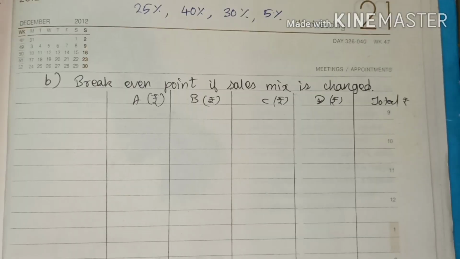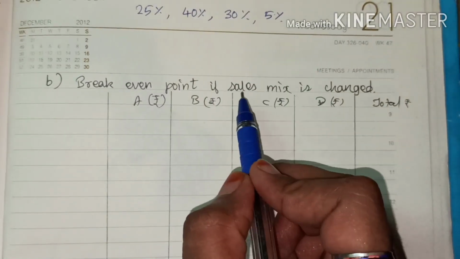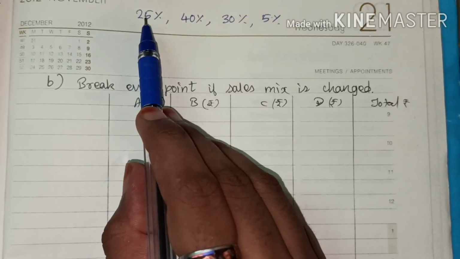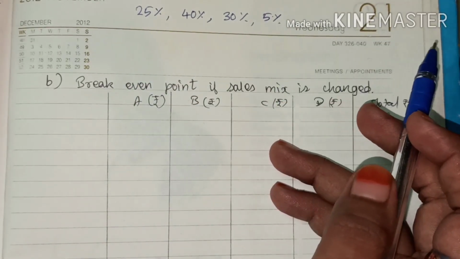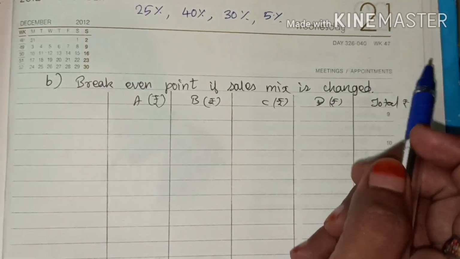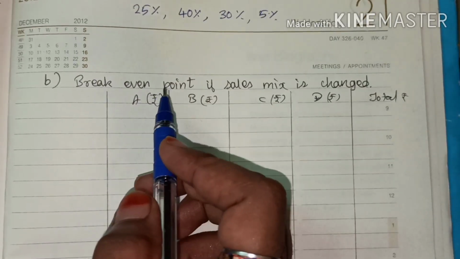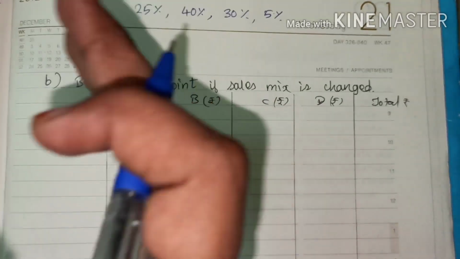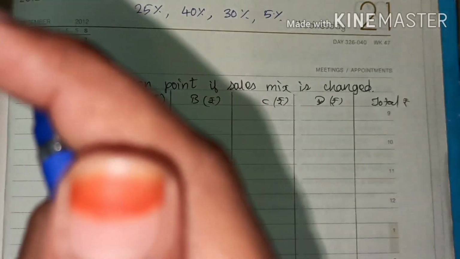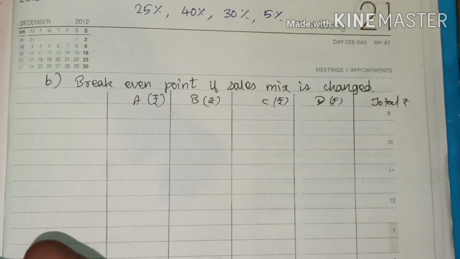The second question is: when the sales mix is changed to 25%, 40%, 35% and 5% for ABCD products, what will be the break-even point? For that, we have to calculate the same way as we did in the above table. Okay, let's start.